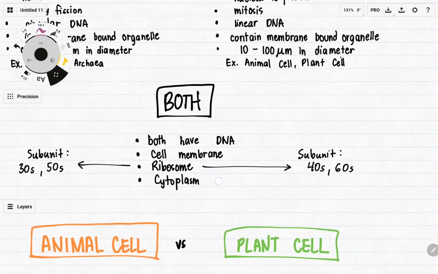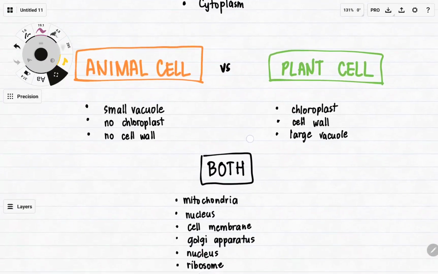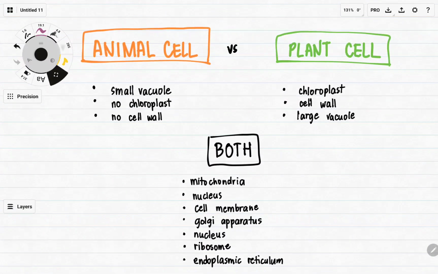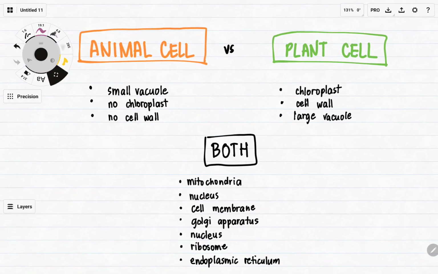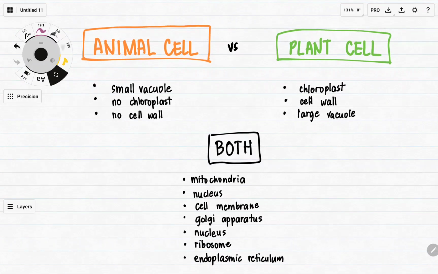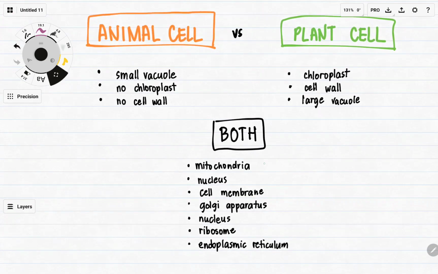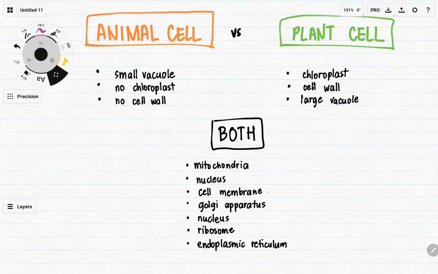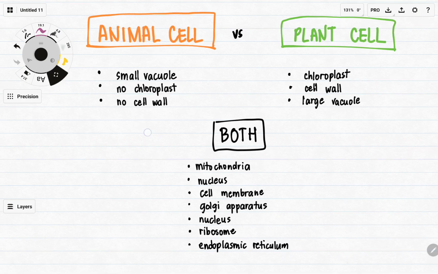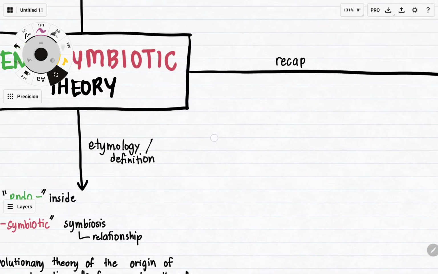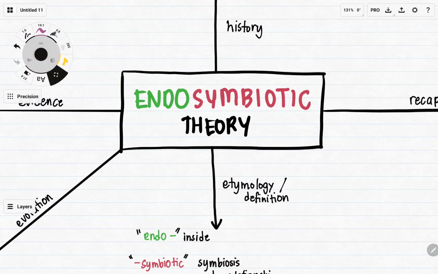Being more specific with eukaryotes, let us compare animal cells and plant cells as well. Animal cells have a small vacuole, and they have neither chloroplasts nor a cell wall. On the other hand, plant cells have chloroplasts, a cell wall, and a large vacuole in contrast with animal cells. What is common in both of these cells is that they both have mitochondria, nucleus, cell membrane, Golgi apparatus, ribosomes, and endoplasmic reticulum.